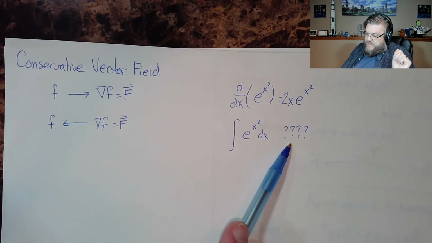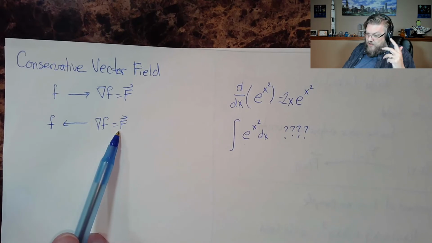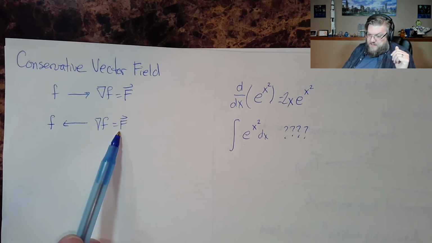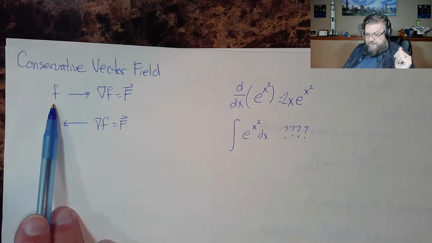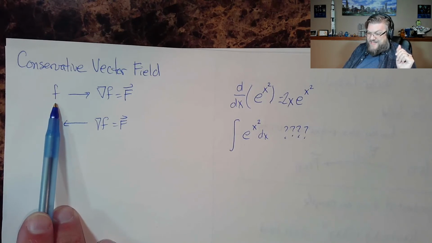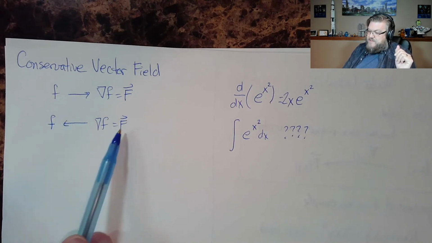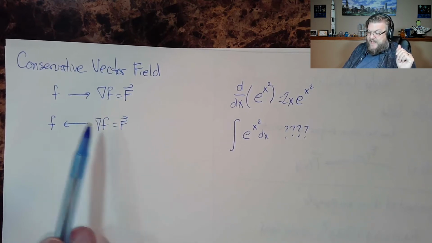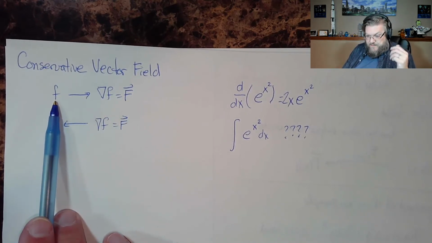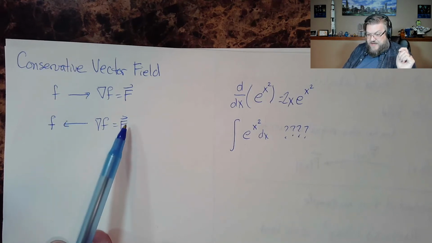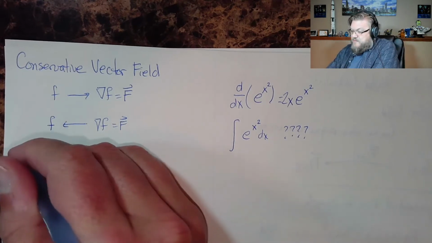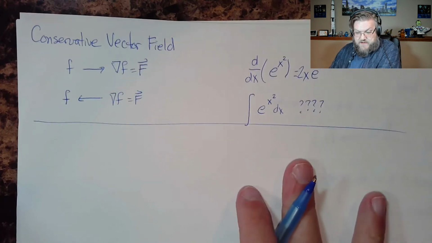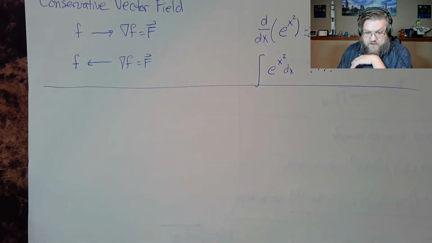Do you see that? We're going to see that not all vector fields come from little f functions, which we call the potential functions. In other words, not every vector field has an associated potential function that's its gradient. Okay? Now I'm getting ahead of myself. Let me define conservative vector field, and we will work with that idea.